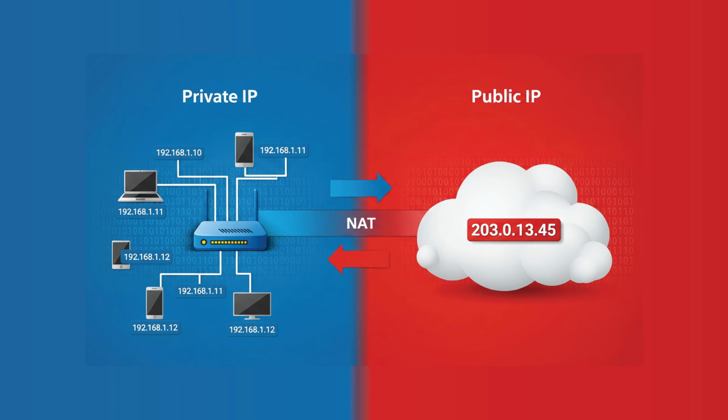Private IP and public IP. Here we see two different worlds of IP addresses. On the left is the private IP. It works only inside your home or office network. On the right is the public IP. This is what the entire internet can see. Your mobile or laptop isn't directly visible on the internet. The router uses a single public IP to connect everyone inside your network. This process is called NAT, network address translation.